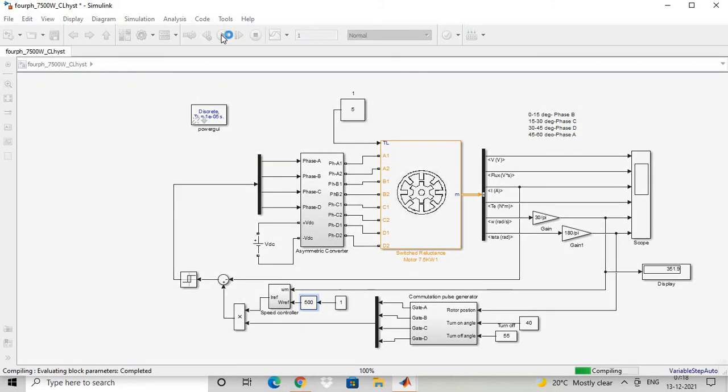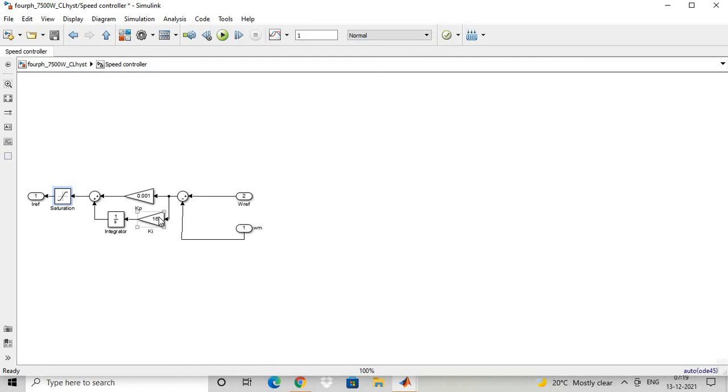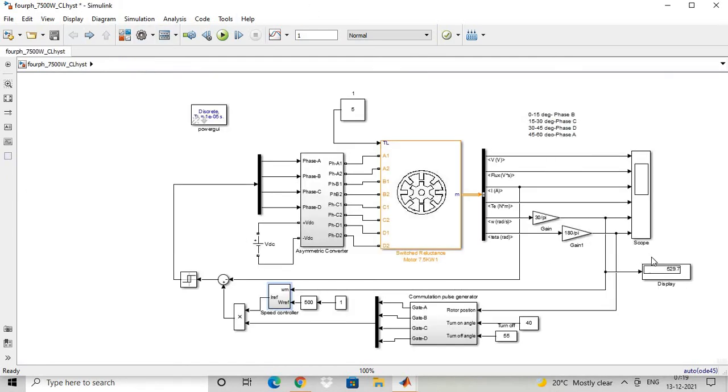I will simulate this. Actually your accuracy will depend on the Kp and Ki parameters, for which you need to go through the theoretical procedure for calculation of the Kp and Ki constants. But right now I am just giving the demonstration according to the selected values. If those Kp and Ki values are the correct ones calculated theoretically, then your speed match will be exact. Right now for this case the speed is 529.7 rpm.